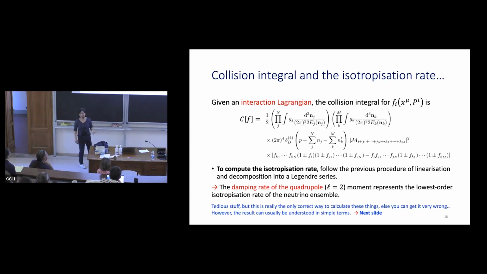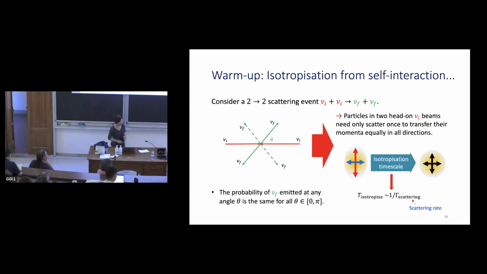Clearly, this is very tedious. It's like pages and pages and pages of calculations. But I want to stress that this is really the way to go, okay? Otherwise, you can get things very wrong. Nonetheless, despite the ugliness of these calculations, sometimes the isotropization rates can be understood in very simple terms. So let me show you how.